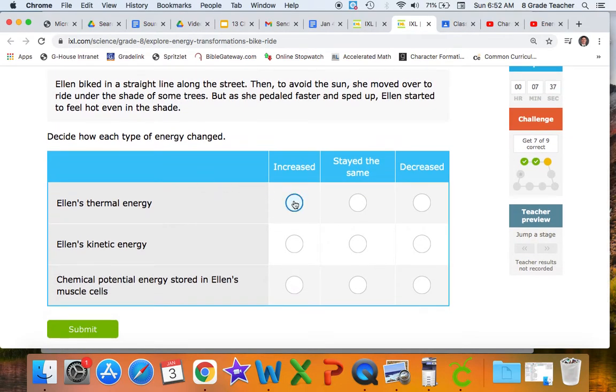Ellen's thermal energy increased because her muscles are moving and that chemical energy being burned is releasing energy in the form of thermal energy. Ellen's kinetic energy stayed the same. She's still moving, and the chemical potential energy stored in Ellen's muscle cells is decreasing. So because she's still moving, there's no change in kinetic energy, but her chemical potential energy is decreasing because her thermal energy is increasing. There's a conversion that's taking place.